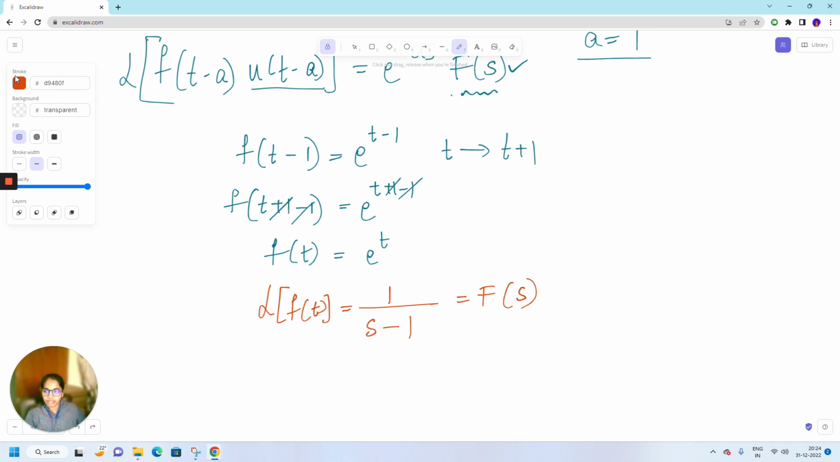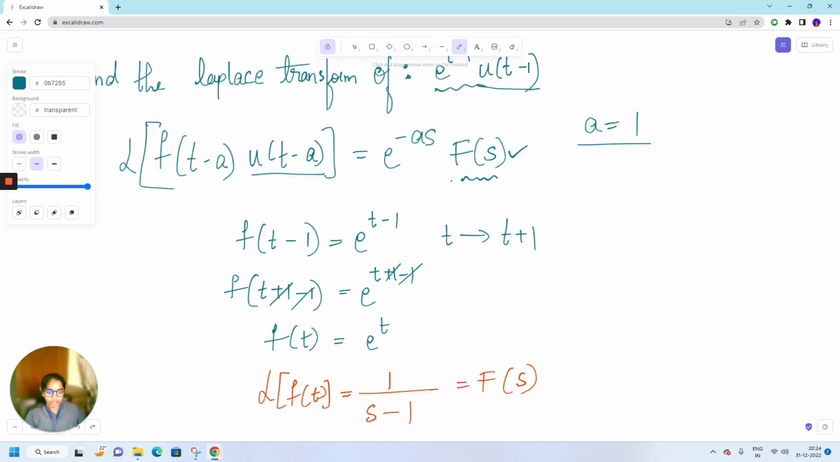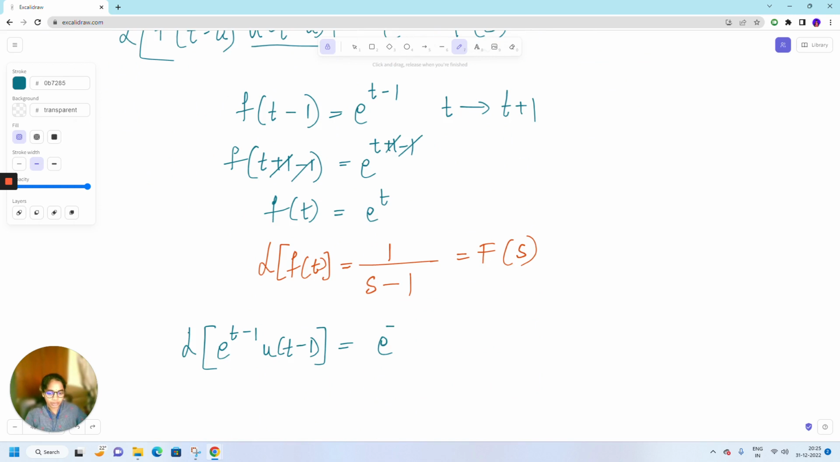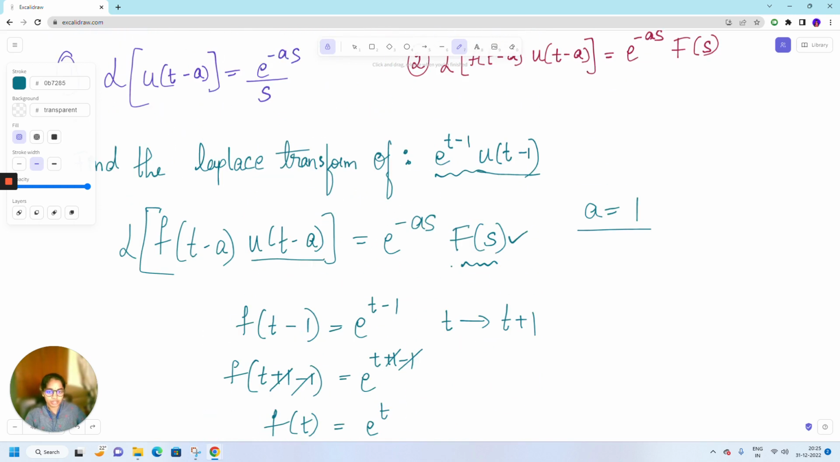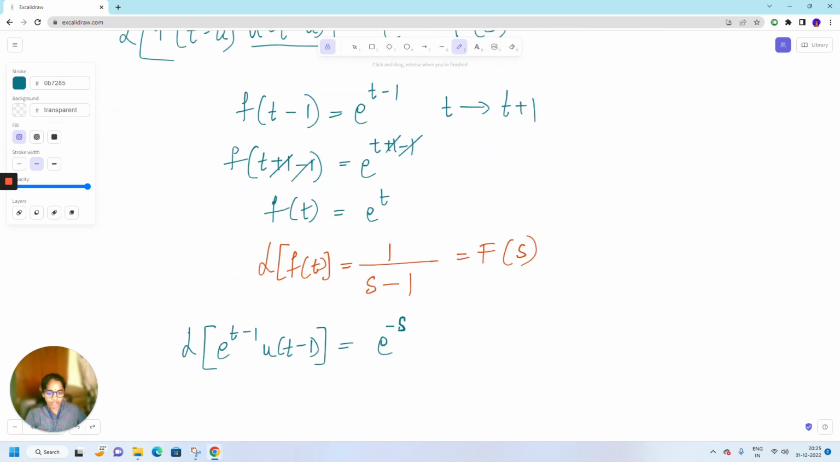Let me write down the formula once again. That would be Laplace of e to the power t minus 1 u of t minus 1. This is our question. This would be equal to, observe the formula, e to the power minus 1 into s, I'll just write it as minus s, because in place of a, I have substituted 1. And in place of f of s, what do I have to substitute? Into 1 divided by s minus 1. So this would be equal to e to the power minus s divided by s minus 1.